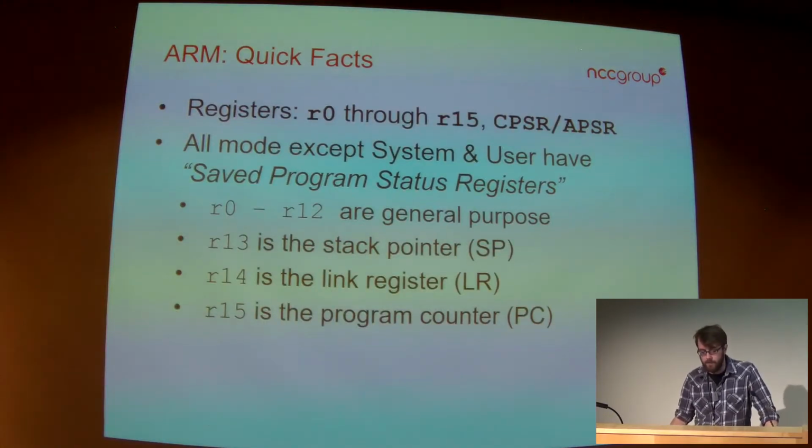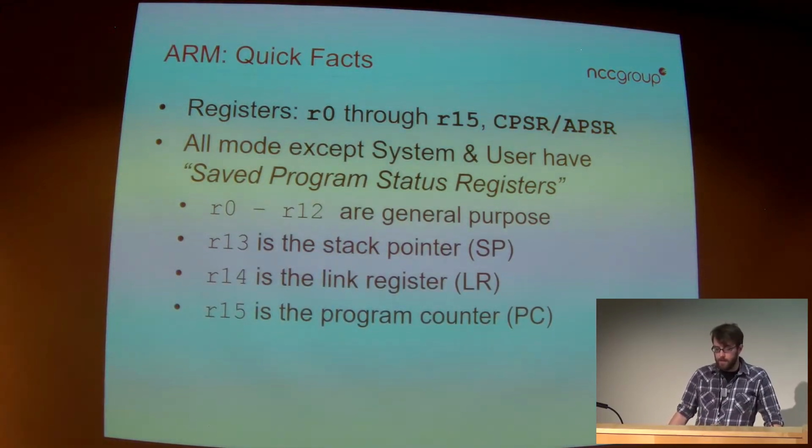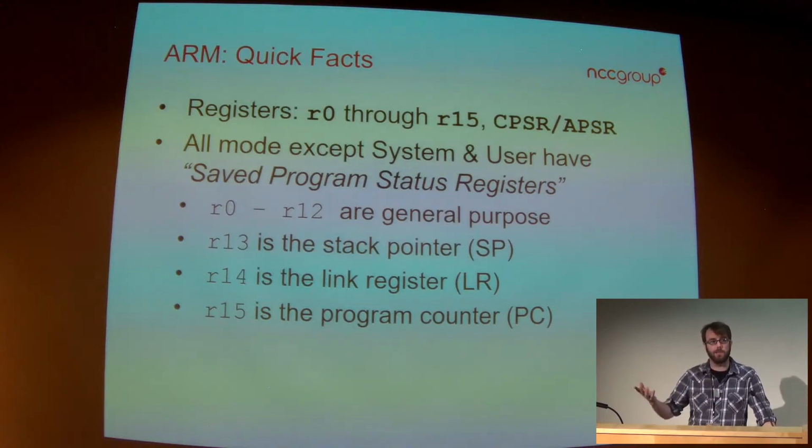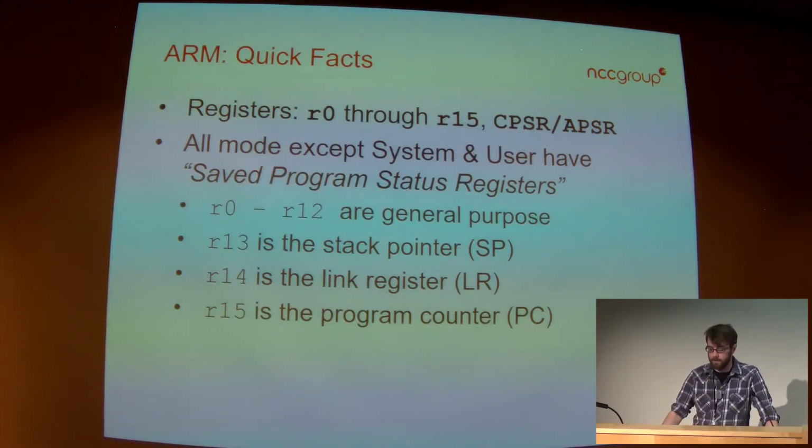So there's registers. You have R0 through R15, and then a current program status register, and an application program status register. There's kind of an interesting relationship between them, where the APSR is a subset of the CPSR, or vice versa. But just know that. So that's just status. It tells you some things about the current processor state, like whether it's in Thumb or ARM mode, and Jazelle mode.